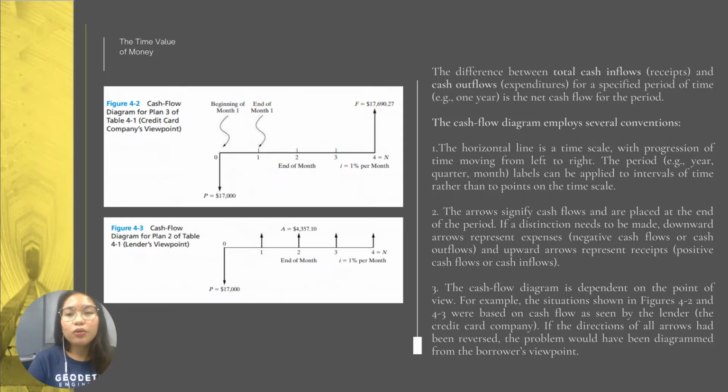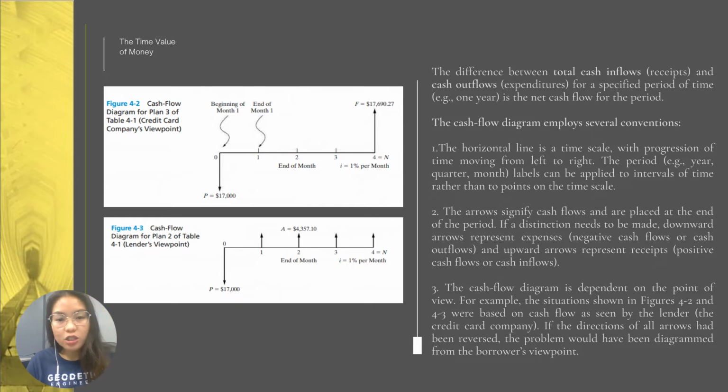The difference between total cash inflows, or what you call receipts, and cash outflows or expenditures for a specified period of time, let's say 1 year, is the net cash flow for the period. And as discussed in the previous topics, cash flows are important in engineering economy because they form the basis for evaluating alternatives.